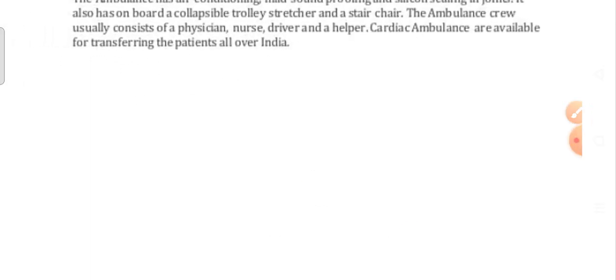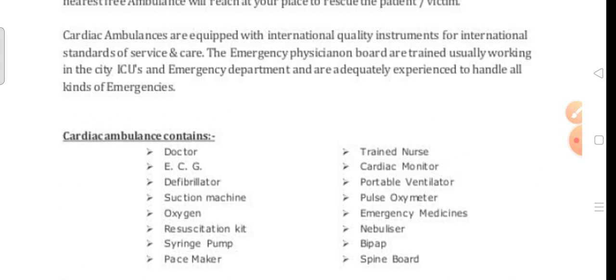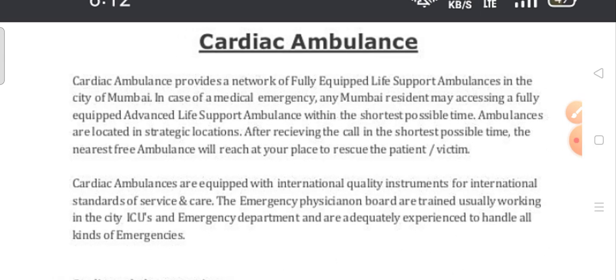Cardiac ambulance. Cardiac ambulance provides a network of fully equipped life support ambulances in the city of Mumbai in case of medical emergency, and a Mumbai resident may access a fully equipped advanced life support ambulance within the shortest possible time. Ambulances are located in strategic locations. After receiving the call, in the shortest possible time the nearest free ambulance will reach your place to rescue. Rescue is nothing but the search and save of the patient and victim. Whoever is injured, we can call a victim.